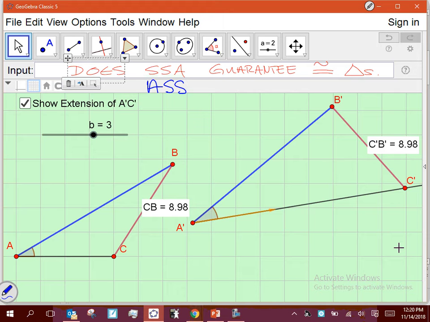Now, we will talk about that case a little bit more eventually. Okay, we'll talk about what we call law of sines and law of cosines. We'll start getting really into this triangle stuff, and we'll come back to this and address it.